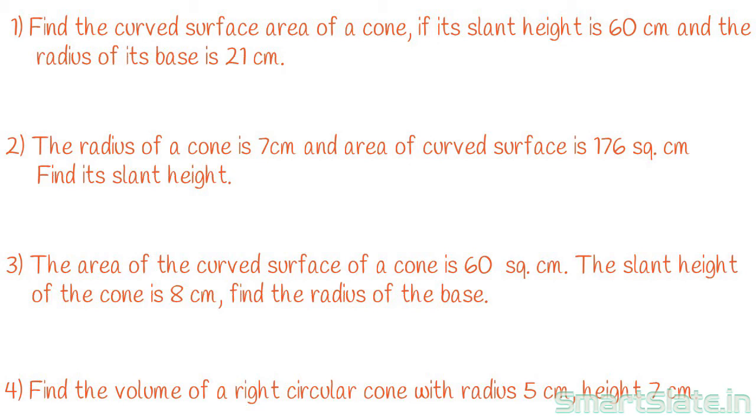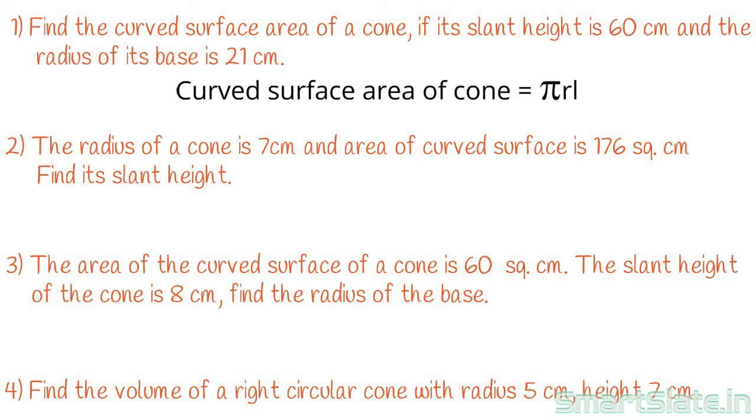Let's deal with the first question. Find the curved surface area of a cone if its slant height is 60 cm and the radius of its base is 21 cm. It is given in the question: slant height and base radius. The question is to find curved surface area. The formula to find curved surface area is pi R L. After substituting the values of radius and slant height, we get the answer.